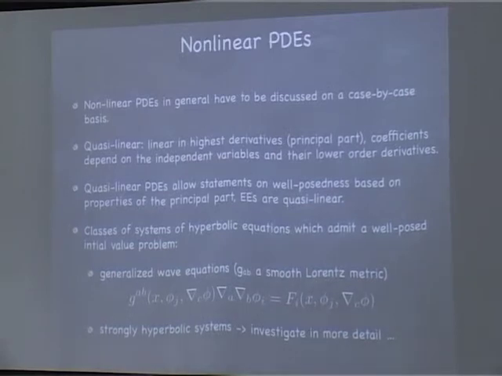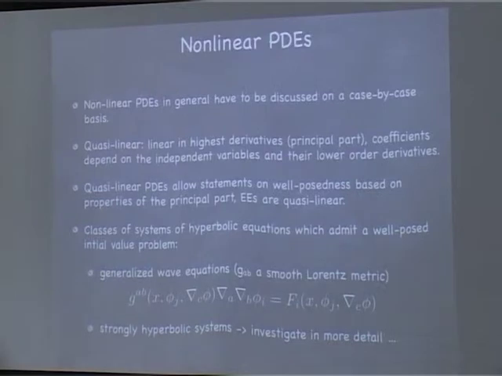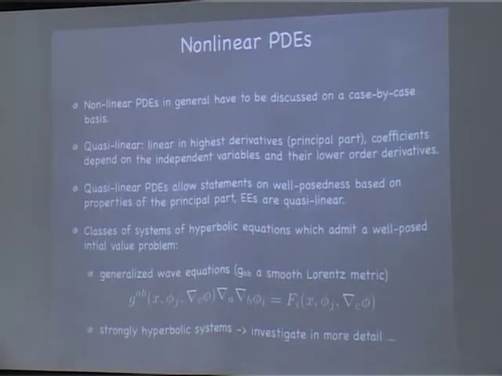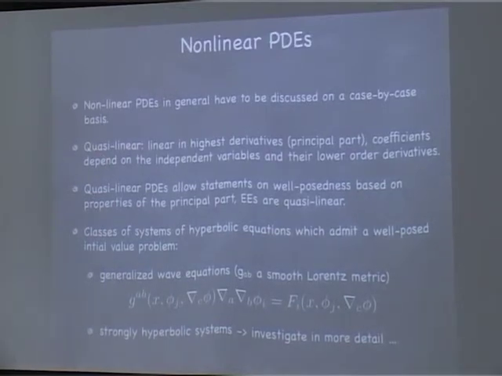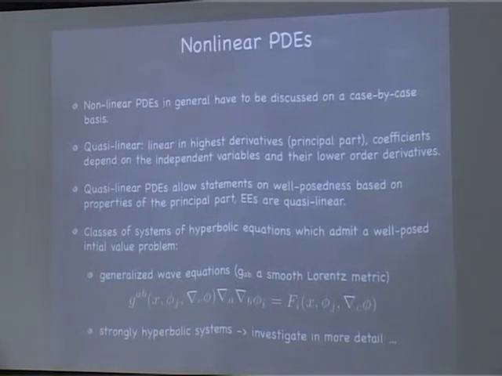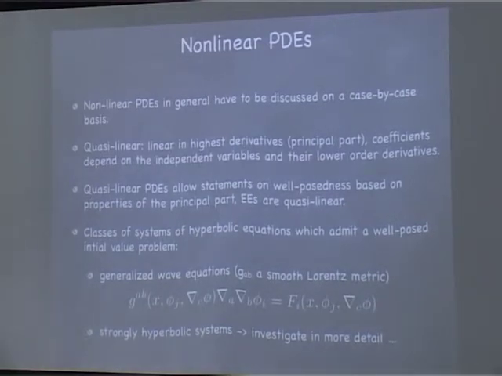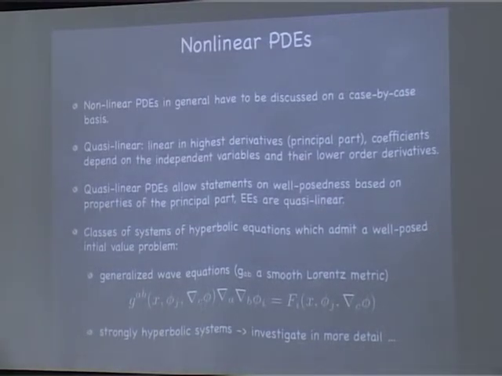All right. Then it turns out that there are certain classes of quasi-linear partial differential equations, which we will call hyperbolic systems of equations, which do admit a well-posed initial value problem. And the two important classes are what we call generalized wave equations. So what do they have?